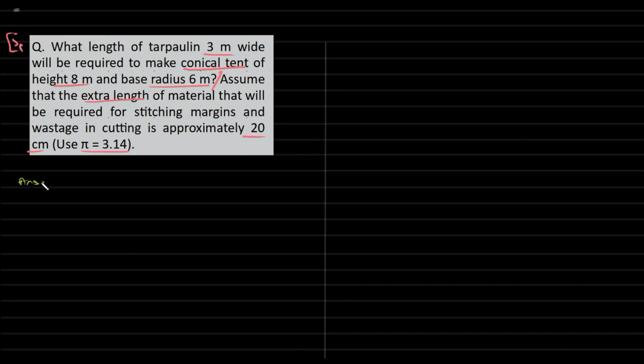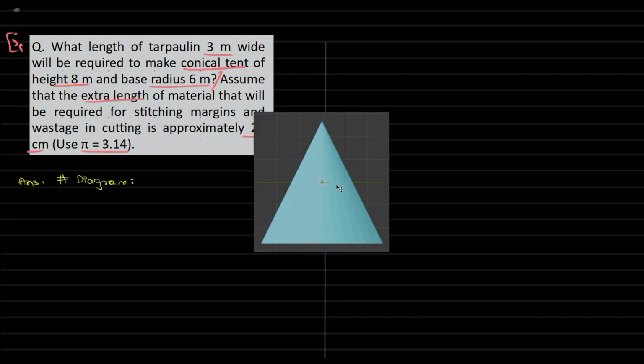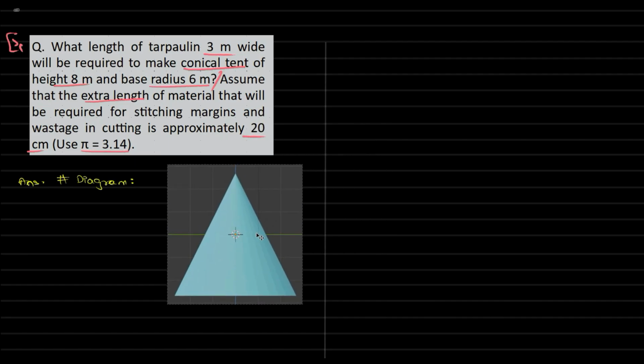So we are looking at building a conical tent. Something like this. Here we need to understand that we have the radius and the height, not the slant height. So this is 6 meters and this is 8 meters, and this we need to find. This is actually Pythagorean triplets. So this will be 10, by the way.